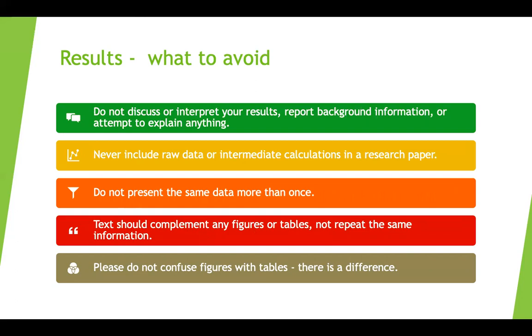So what should you avoid while composing this part of your research paper? Do not discuss or interpret your results. Do not report background information or attempt to explain anything. Never include raw data or intermediate calculations in a research paper because that doesn't matter. Do not present the same data more than once. That is also important. Repetition should not be there. Text should complement any figures or tables, not repeat the same information.